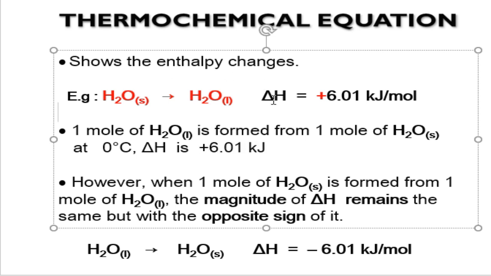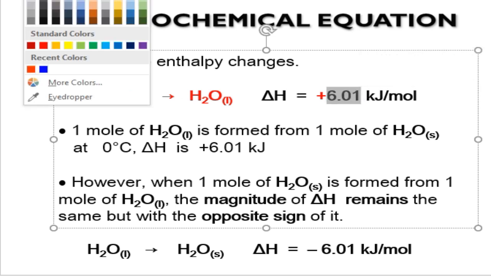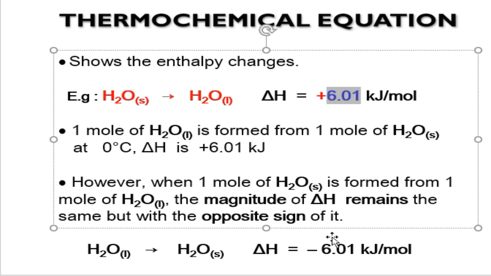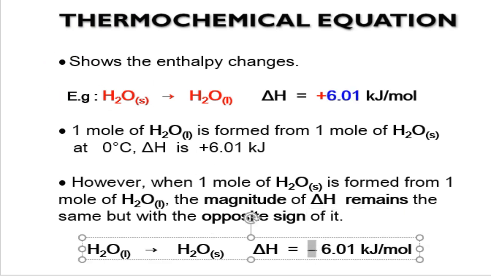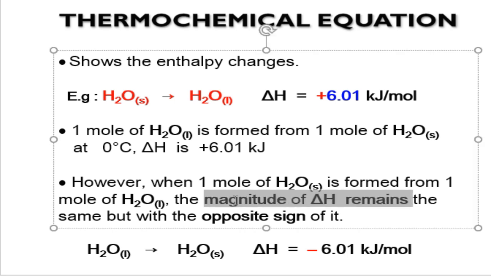If you reverse the whole equation, actually the value is still the same. When you reverse the equation, the value is still the same, but now the sign is changed. Once you reverse, the sign changes from positive to negative. However, when 1 mole of ice, H2O solid, is formed from 1 mole of water, H2O liquid, the magnitude of the enthalpy remains the same, but you have to change the sign, the opposite sign. Okay, get it? This point is very important.